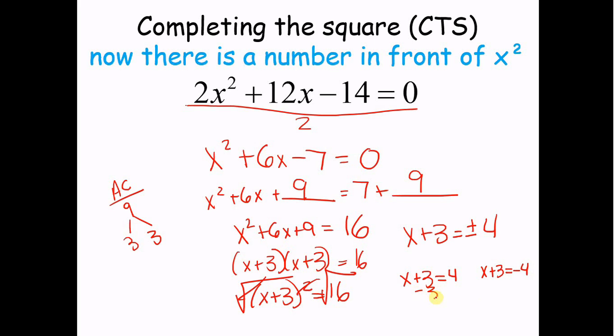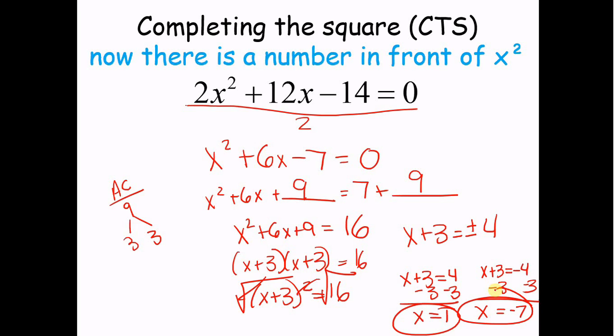Okay? Subtract 3, x equals 1. One of my answers. Subtract 3, x equals negative 7. Another one of my answers. So those are my two answers.